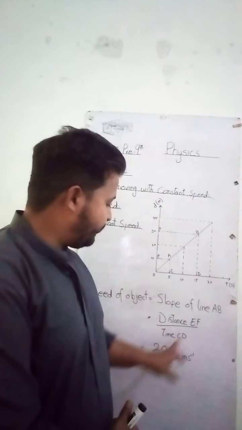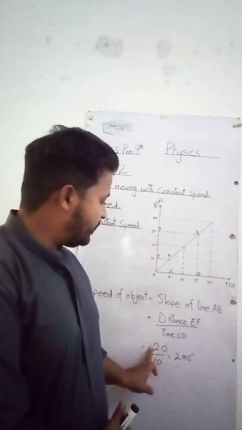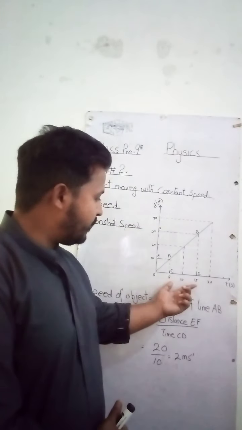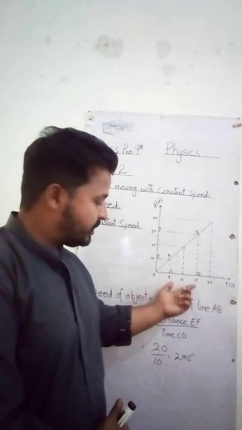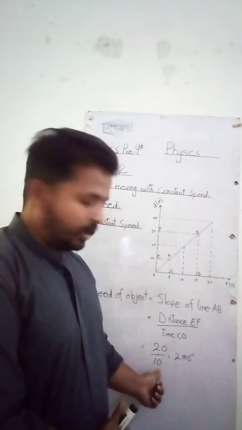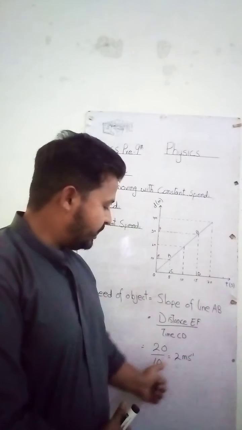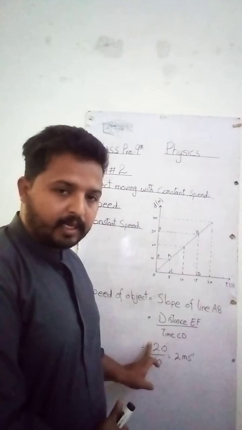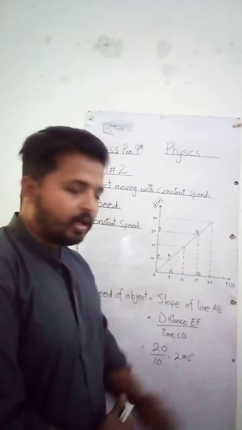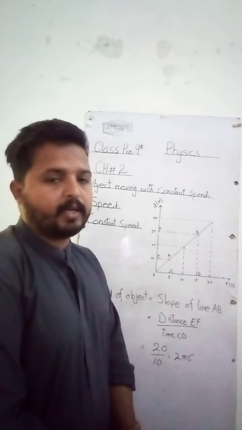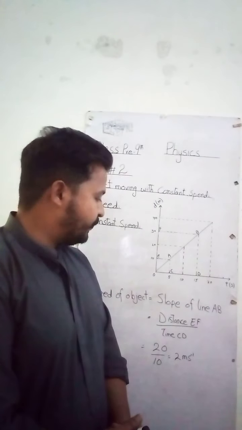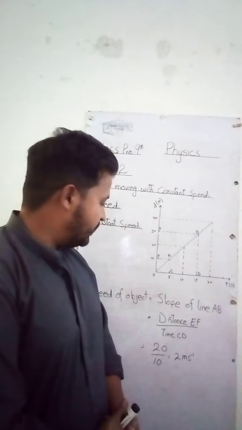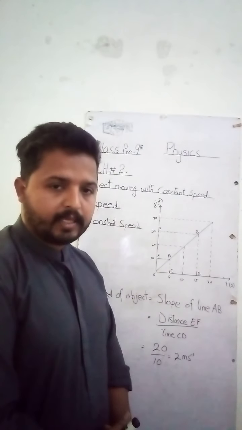So distance EF is equal to 20 meters, and the time taken in covering this distance is from 5 to 15 seconds, meaning 10 seconds. So 20 over 10 becomes 2 meters per second, because the unit of distance is meter and the unit of time is second, so 2 meters per second. So the speed of the object from E to F is 2 meters per second.